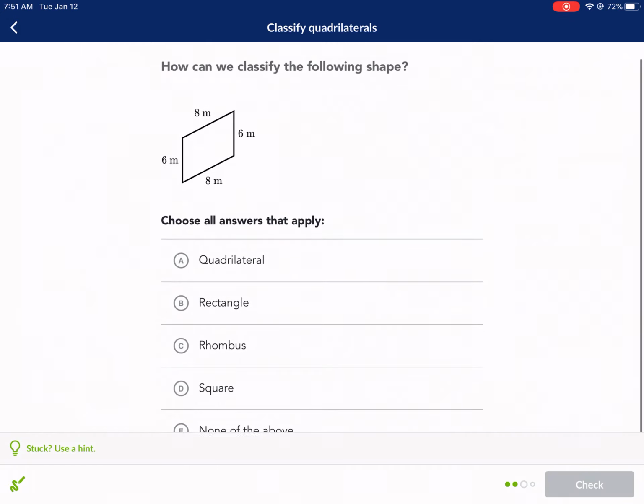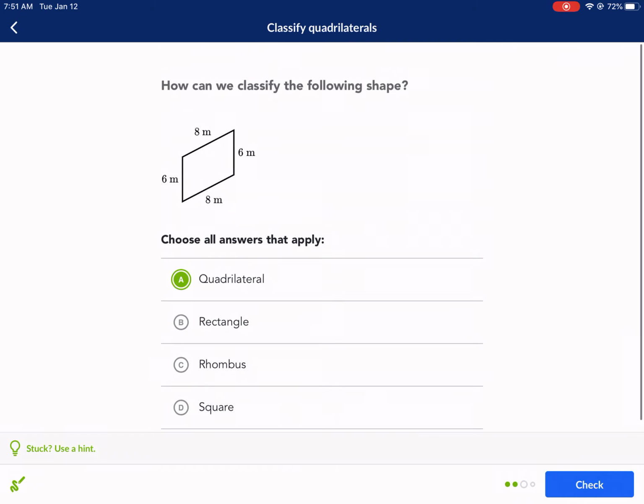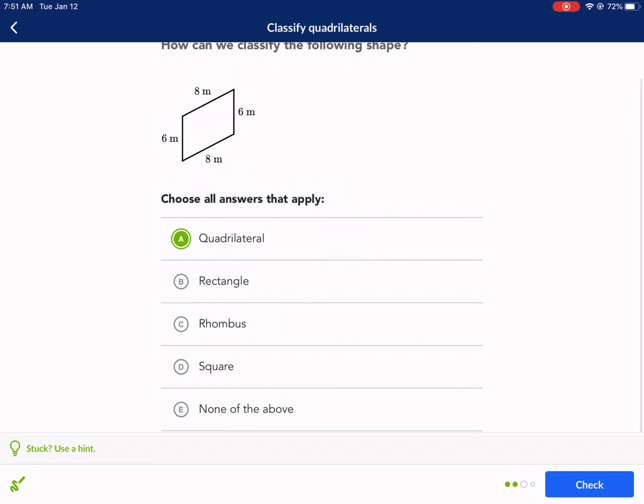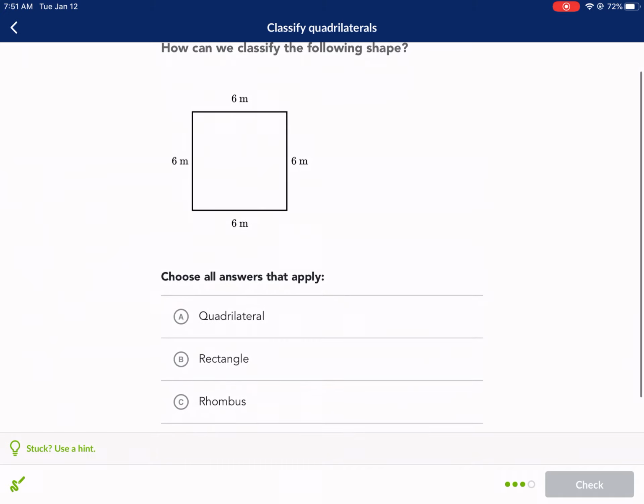How can we classify the following shape? Okay, this is another parallelogram. It doesn't have parallelogram as an option. It only has quadrilateral, so we're going to pick quadrilateral. Okay, next question. And this one's going to hurt me.